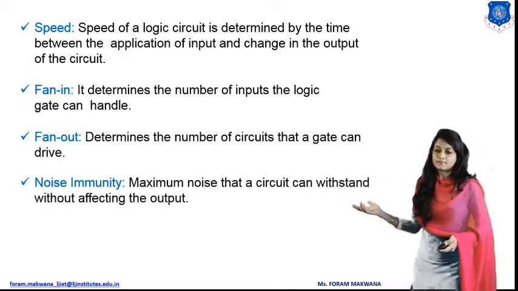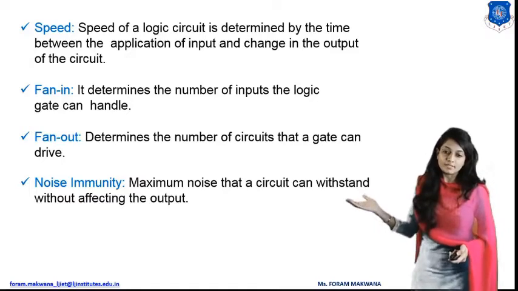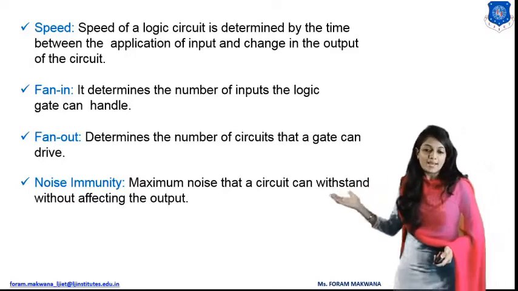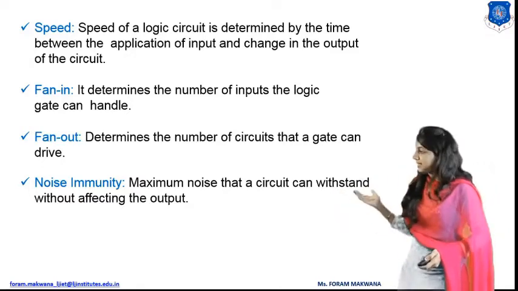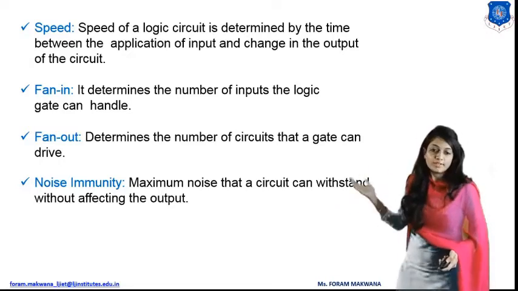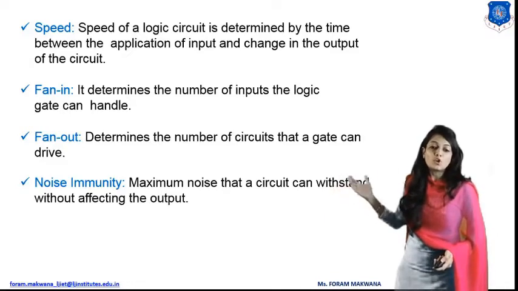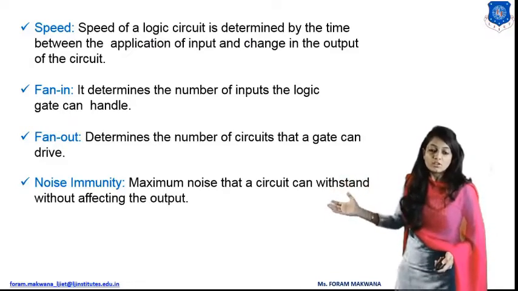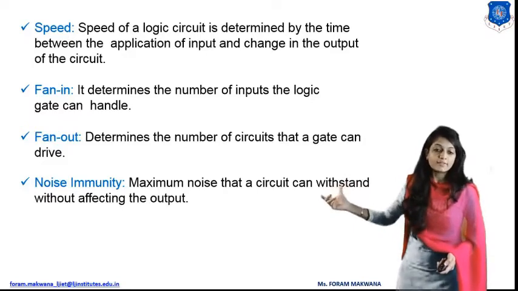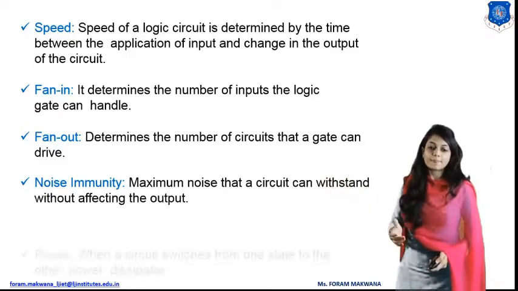Fourth one is noise immunity. What does it mean? It is the maximum noise that a circuit can withstand without affecting its output. That means in the presence of noise, my output should not change. At which level? That level is identified by noise immunity.